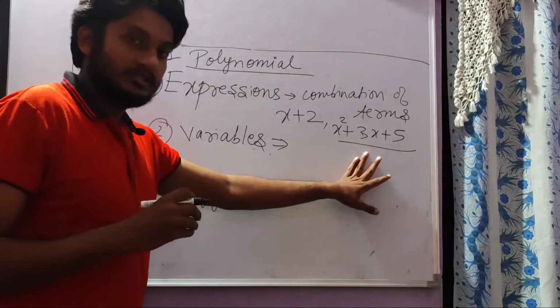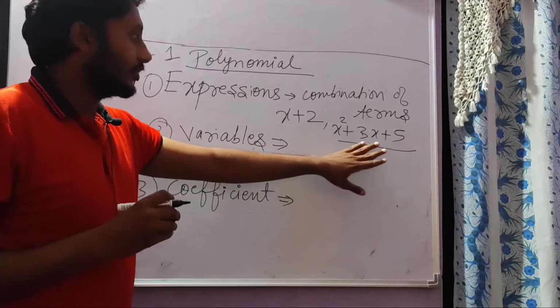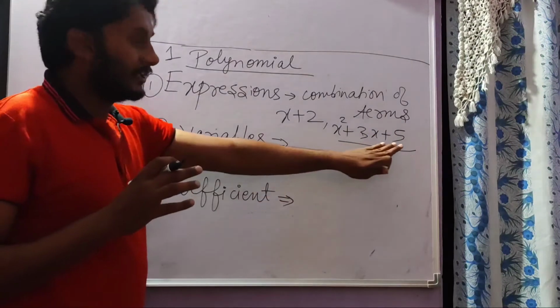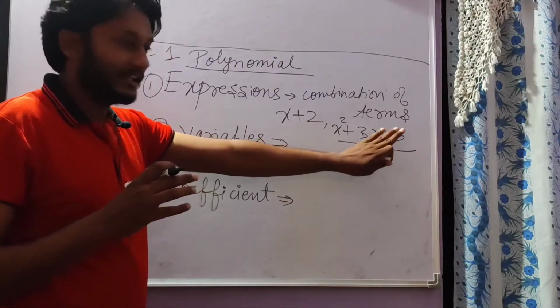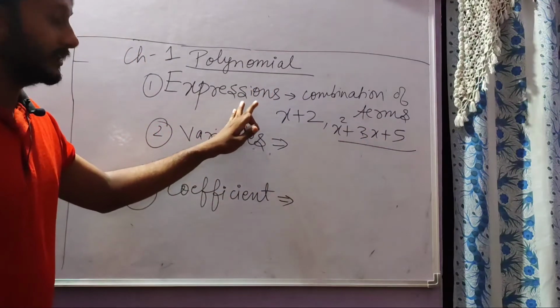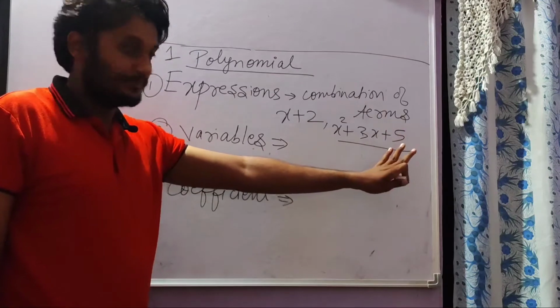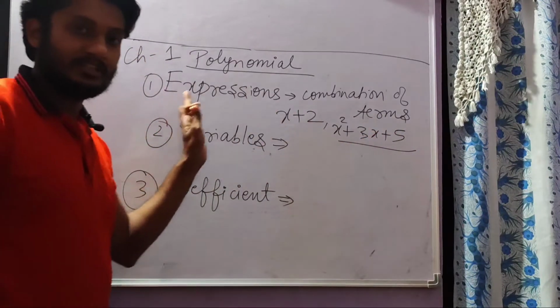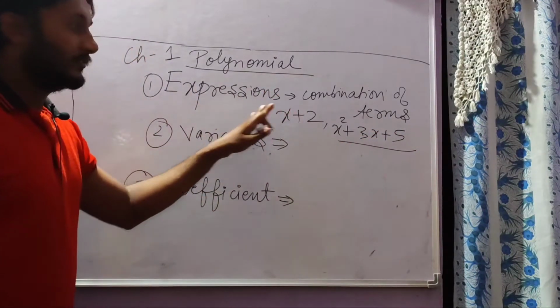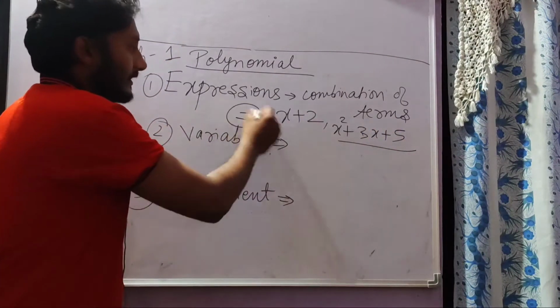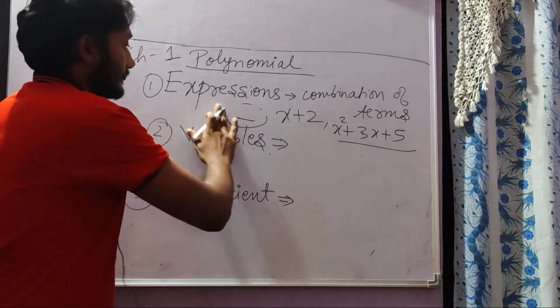Whatever you see, the combination of variables along with the operations, and we don't have any equal sign. इसमें इक्वल टू का साइन नहीं है, इसका मतलब ये क्या है? एक्सप्रेशन है. अगर इसमें इक्वल टू का साइन आ जाता है तो क्या बन जाता है? That becomes an equation. So the difference between the equation and expression is that in the expression we don't see any equal to sign. इक्वल टू का साइन नहीं रहता.